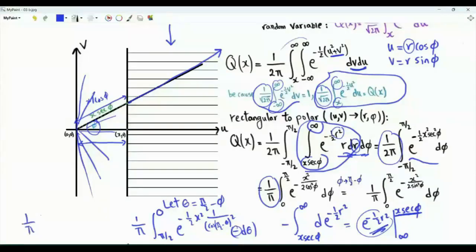This minus sign can be used to have the integral from 0 to pi over 2 d theta. The integrand is e to the minus half x squared divided by sine squared theta, because cosine of pi over 2 minus theta is equal to sine theta. This is another useful integral representation of Q of x.